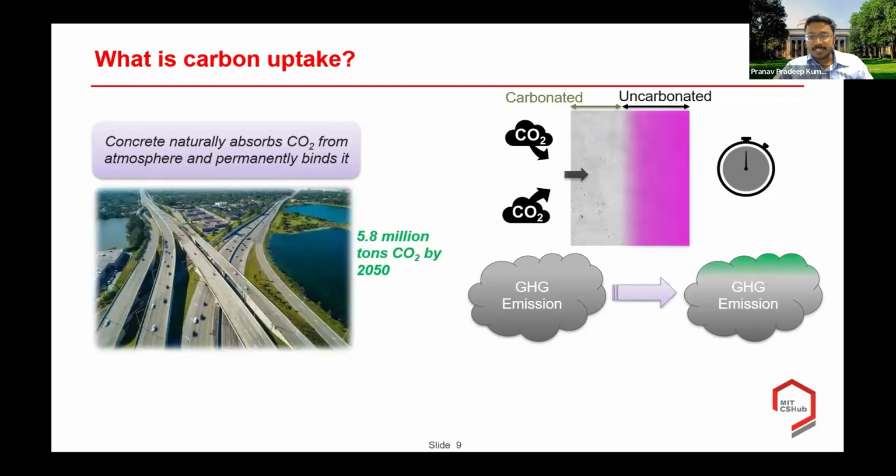So for instance, let's take the US pavement network, which has the potential to absorb approximately 5.8 million tons of carbon dioxide by the year 2050. And as I mentioned previously, this depends on several parameters ranging from material to climate to application-related factors.